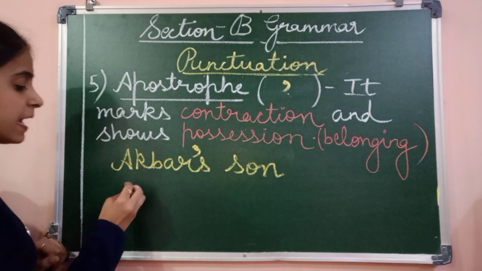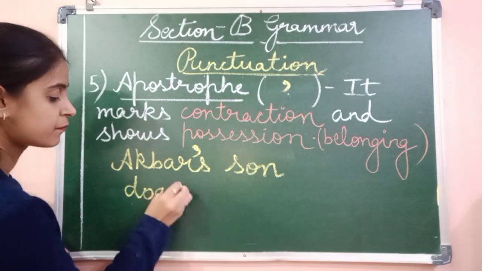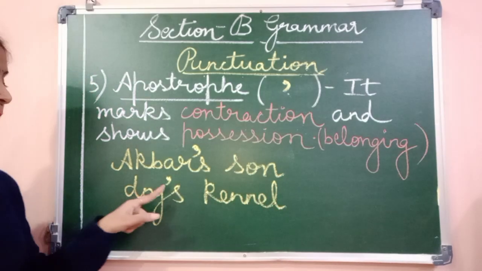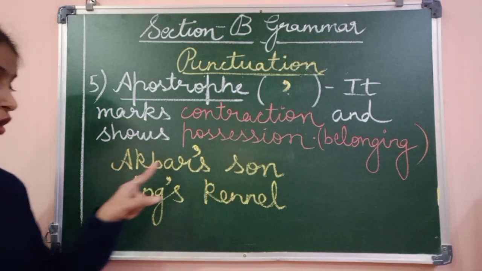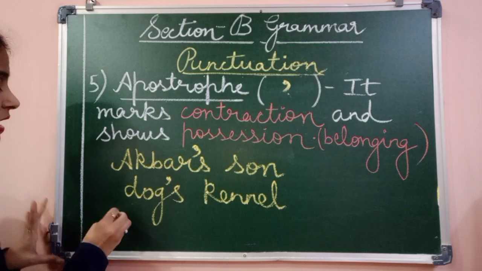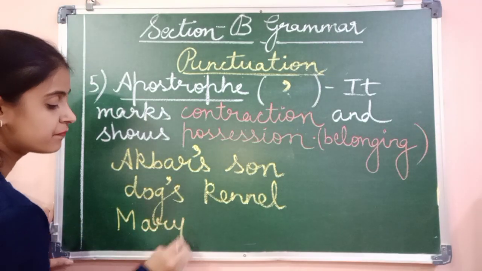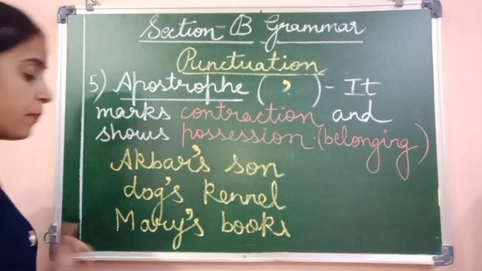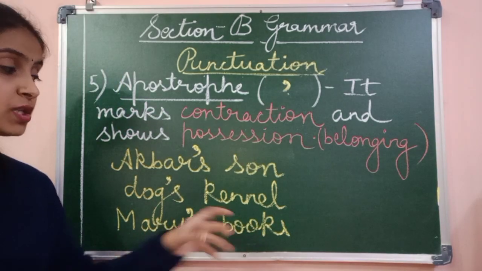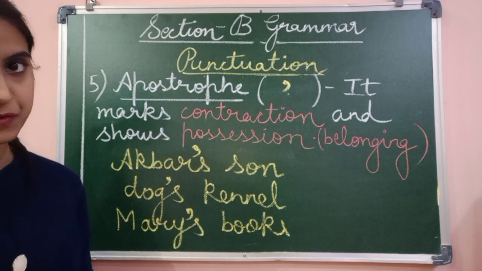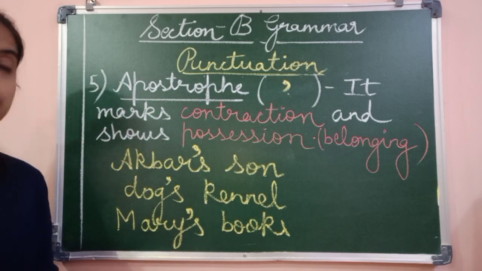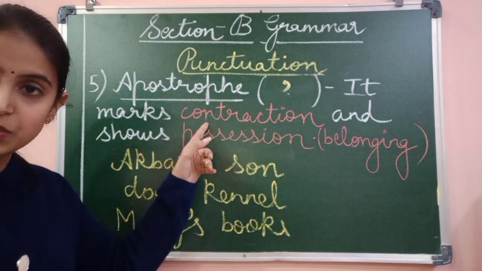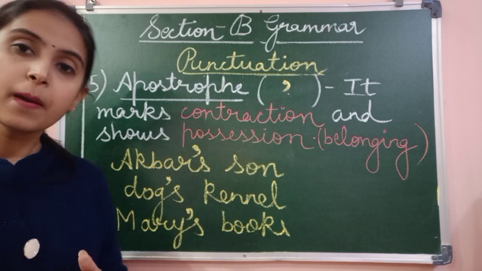Same way, if I say dog's kennel. So here this apostrophe shows that the kennel belongs to dog. Right? Again, if I say Mary's books. So this apostrophe S shows that the books belong to Mary. Right? So children, I hope the use of apostrophe is clear to you. Apostrophe is used to mark contraction. It is also used to show possession.